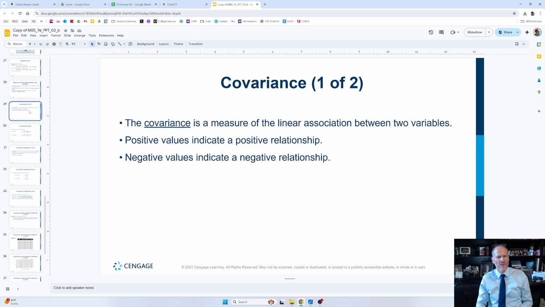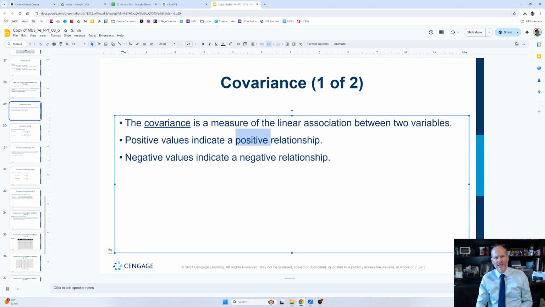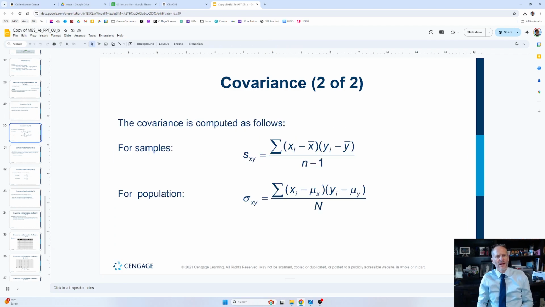You can pause this video and read that slide, where we talk about how positive values indicate a positive relationship: spend more on marketing, and you have more sales. Negative values indicate a negative relationship: smoke more cigarettes, life expectancy goes down. And so here's how you calculate the covariance for a sample and for a population.